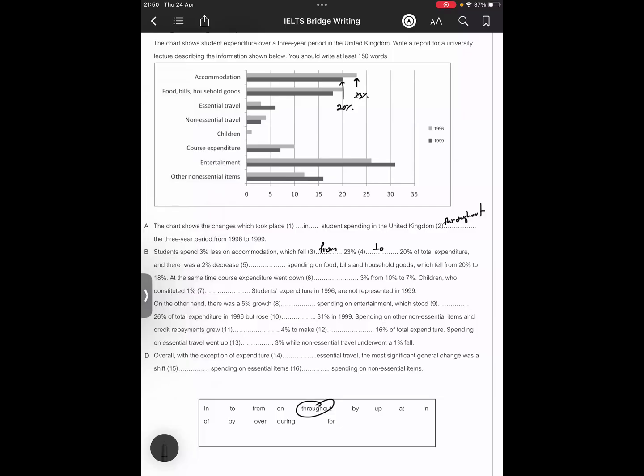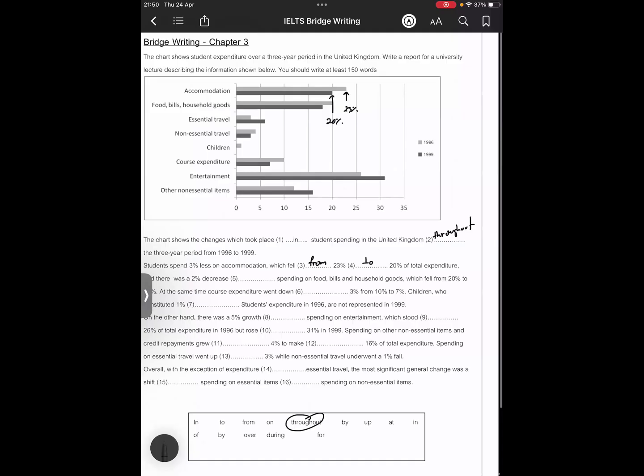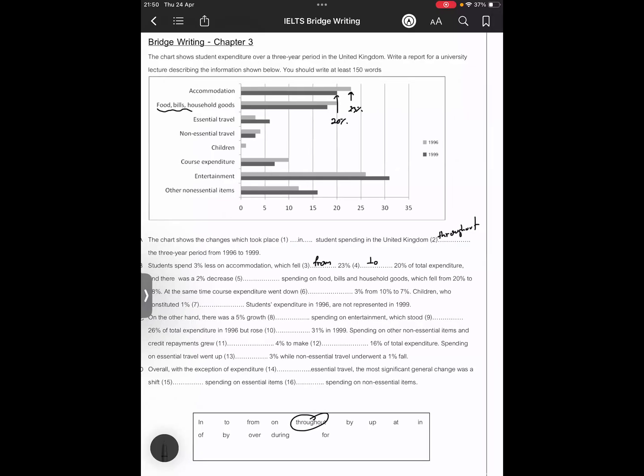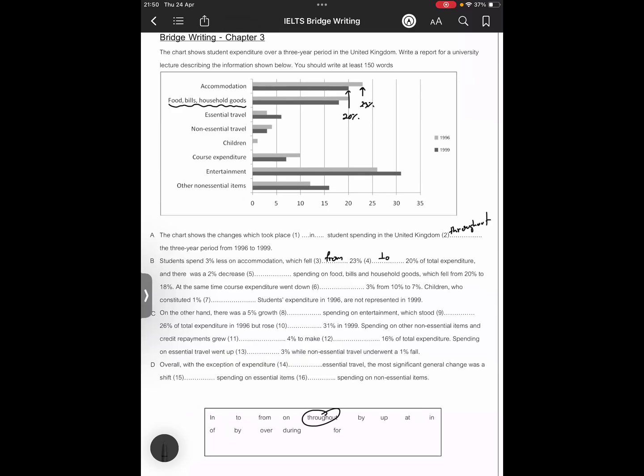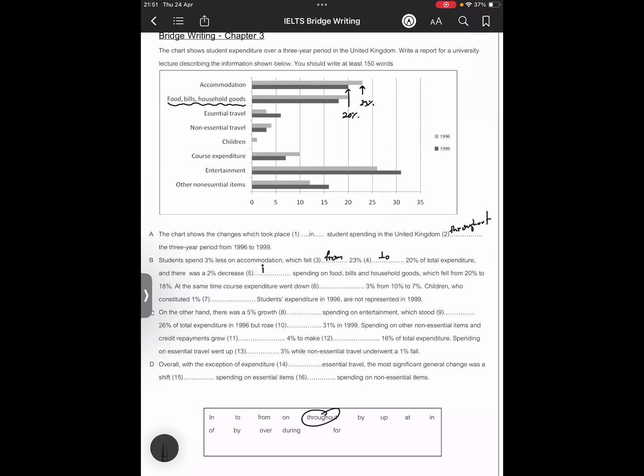Next, they move on to spending on food and household goods, which is this one right here. Okay, so what happened is that it decreased by 2%. It used to be at 20% in 1996, and it drops to what, 18%. So that's a 2% difference. So there was a 2% decrease in. The word to use here is in. Okay. In spending on food, bills, and household goods, which fell from 20% to 18%.